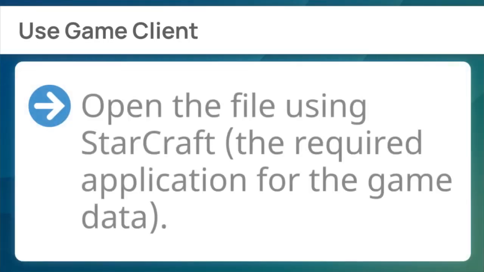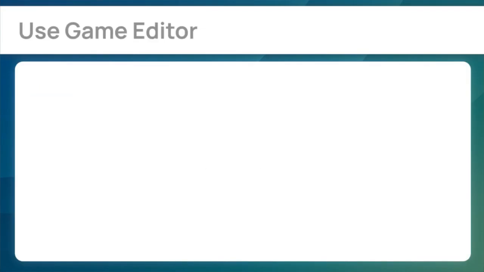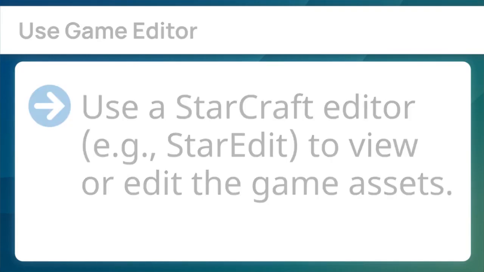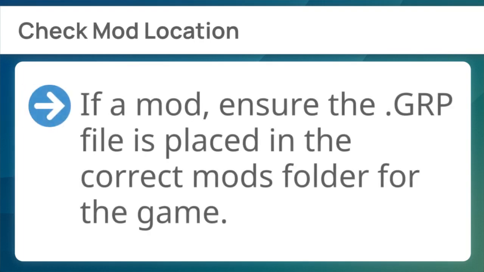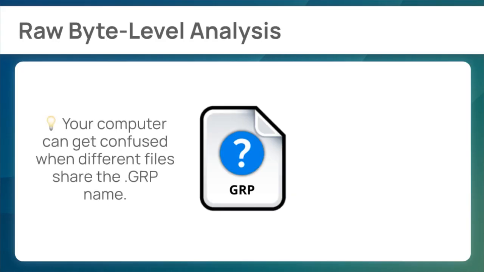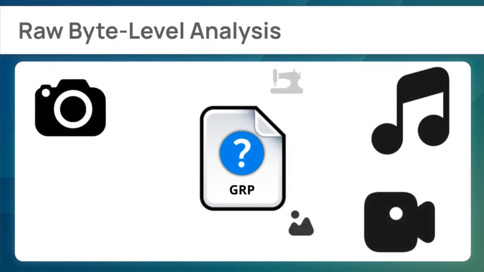First, use Game Client. Open the file using StarCraft, the required application for the game data. Next, use Game Editor. Use a StarCraft editor, e.g. StarEdit, to view or edit the game assets. Finally, check mod location. If a mod, ensure the GRP file is placed in the correct mods folder for the game. If compatibility checks failed, it is likely because the file extension name is shared by different developers for unrelated formats, causing your PC to use the wrong reading language.